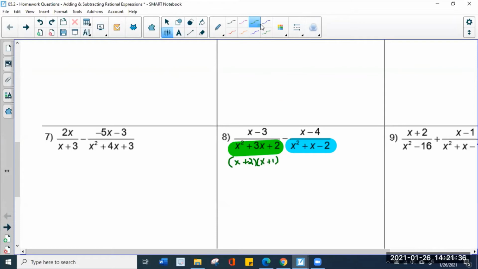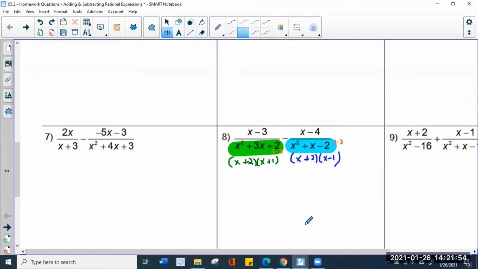Okay. And then here, this one would be x plus 2 and x minus 1. Again, the way you factor is you say 2 is 1 times 2 and you add to get 3. This is 1 times 2 and you subtract to get 1. So I'm just double checking that I got it right.